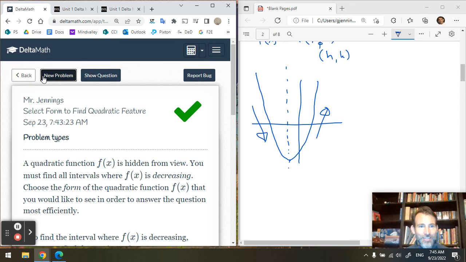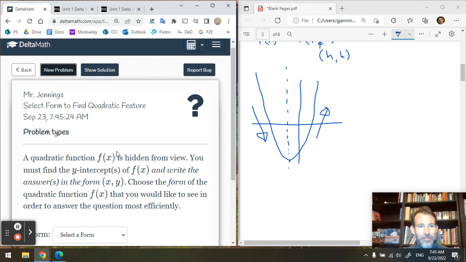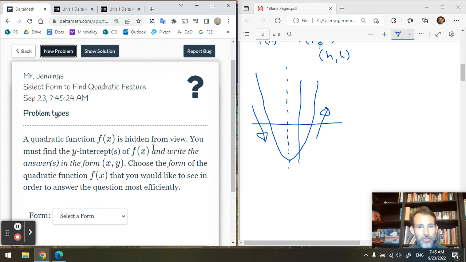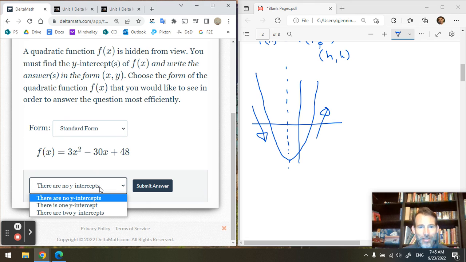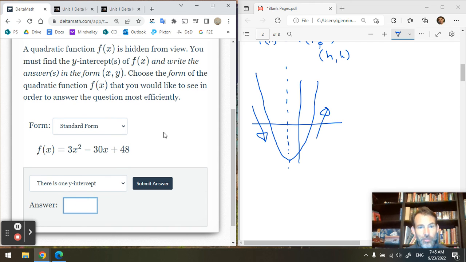All right, let's do a new one. We must find the y-intercept of f of x and write it in this way. Well, I believe that standard form would be the best for that. The y-intercept is, there are no y-intercepts. There's always a y-intercept unless we've artificially limited the domain or range. There's one y-intercept, and there's always one and only one. If there were ever 2 y-intercepts, it wouldn't be a function because that wouldn't pass the vertical line test.